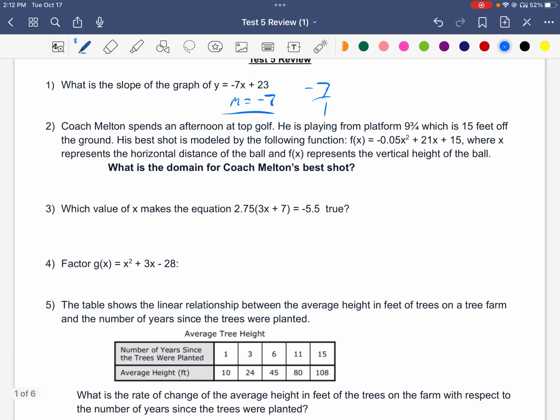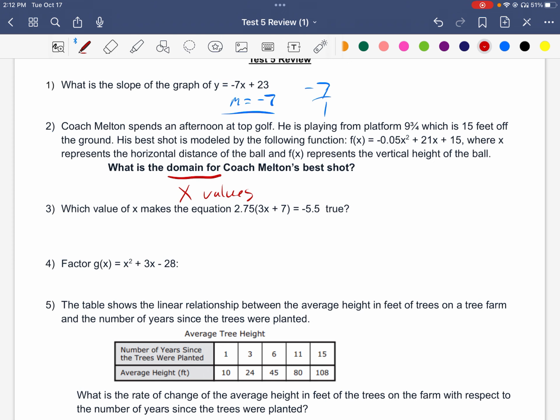Number 2, Coach Melton spends an afternoon at Topgolf. He's playing from the platform 9 3/4, which is 15 feet off the ground. That's his best shot, where x represents the horizontal distance of the ball and f of x represents the vertical height. What is the domain for his best shot? I'm gonna graph this on Desmos to help us see it. But as we look, keep in mind we're looking for the domain, so we're looking for the possible x values.